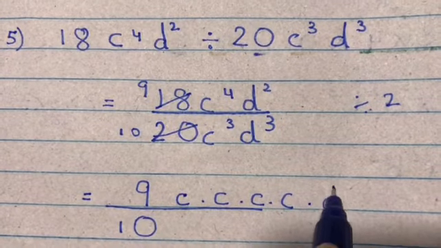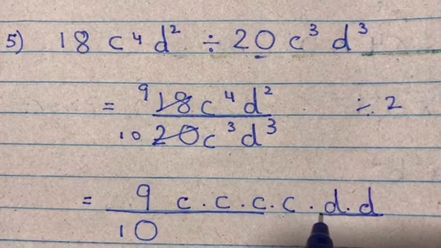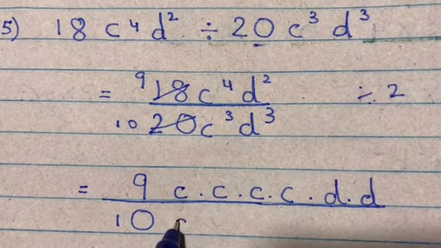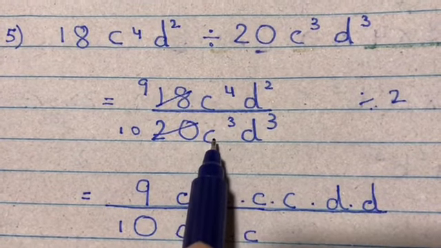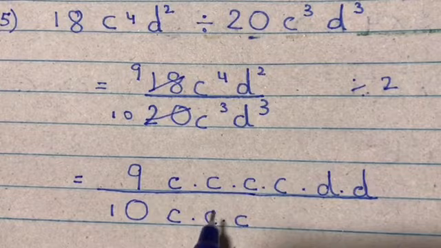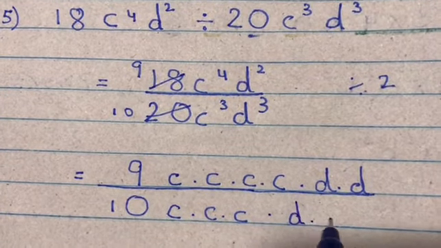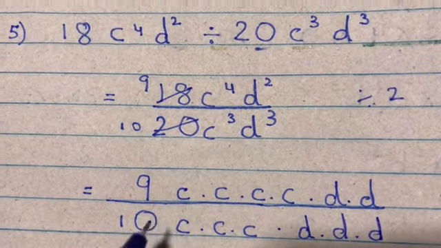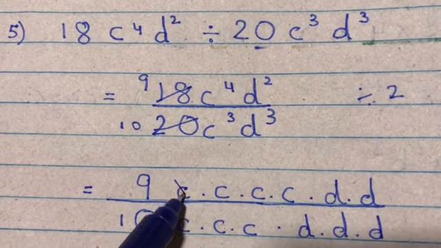Dot D dot D. We are going to split up in division so that it's easier for us to cancel out the letters. C dot C dot C, because C multiplied by C multiplied by C is C to the power of cube, dot D multiplied by D multiplied by D. This is actually what it means, right? So now since we reduced the numbers, now it's time to reduce the letters.